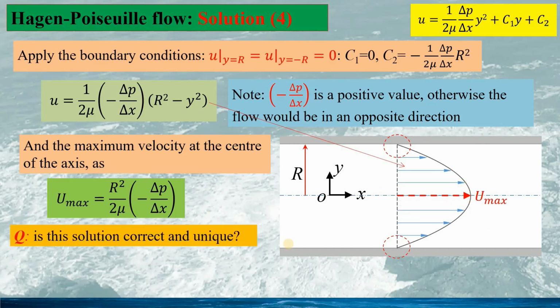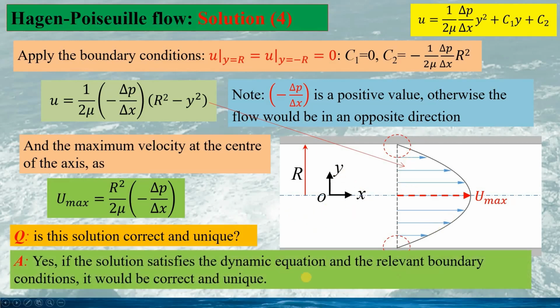Now we may have a question about the solution. Is this solution correct and unique? In solving the dynamic equation, we assume the velocity components, for instance, v and w are 0, and u would be a function of y only. See this 2D problem. The answer is that when the solution satisfies the dynamic equation, while the relevant boundary conditions are satisfied, then the solution would be correct and unique.